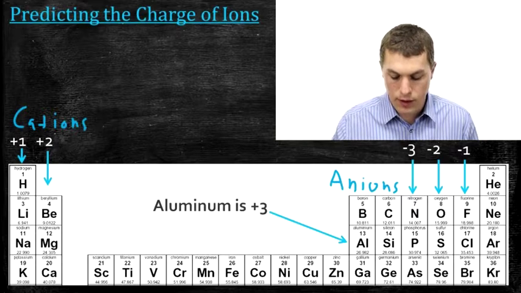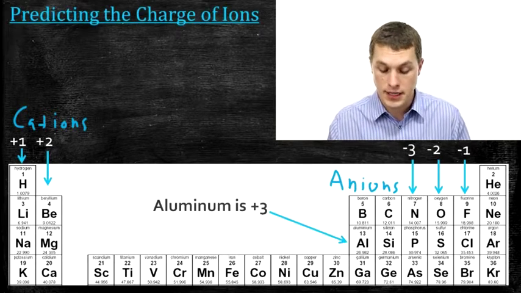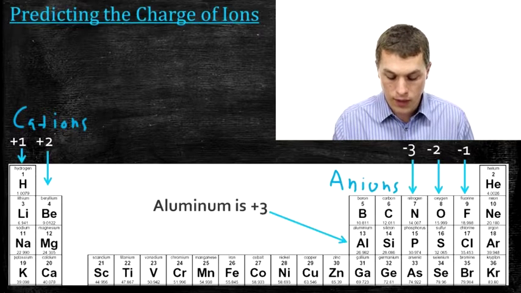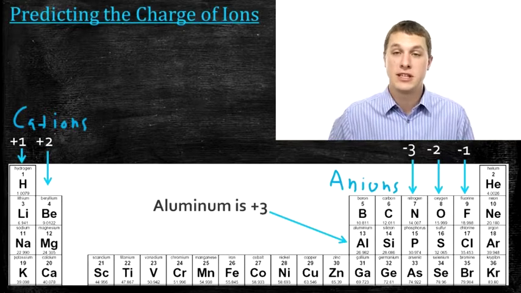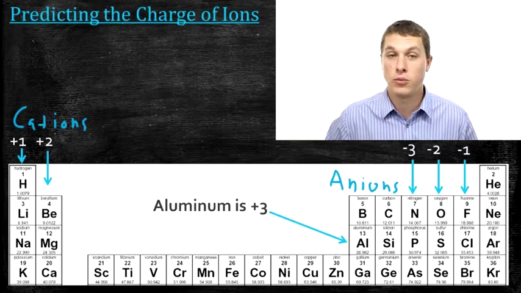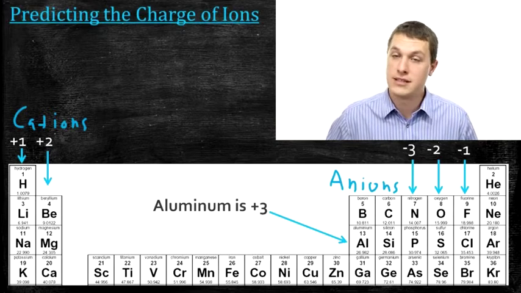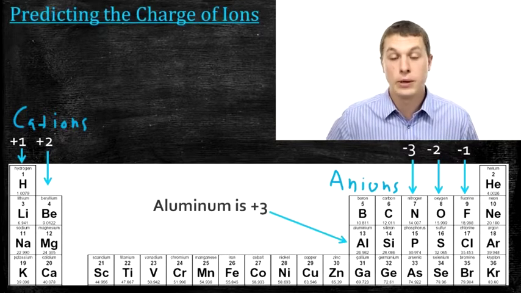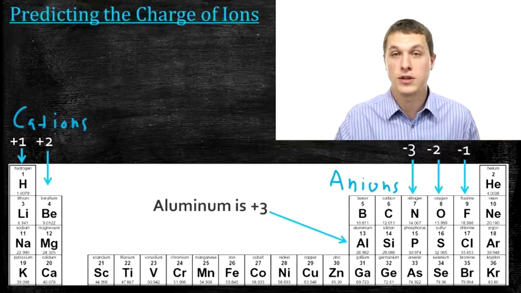So it's a good idea to remember that positive ions are cations and negative ions are anions. And so now we have everything we need to predict the charge that an element will take on when it becomes an ion based on the position on the periodic table. So we're going to go through a few practice problems now to take a look at what this looks like.